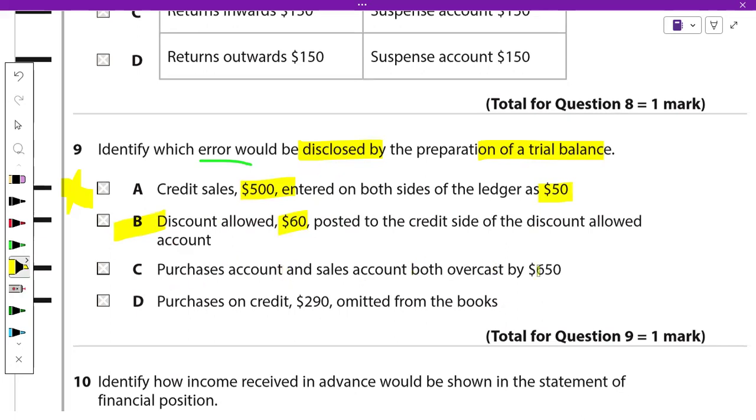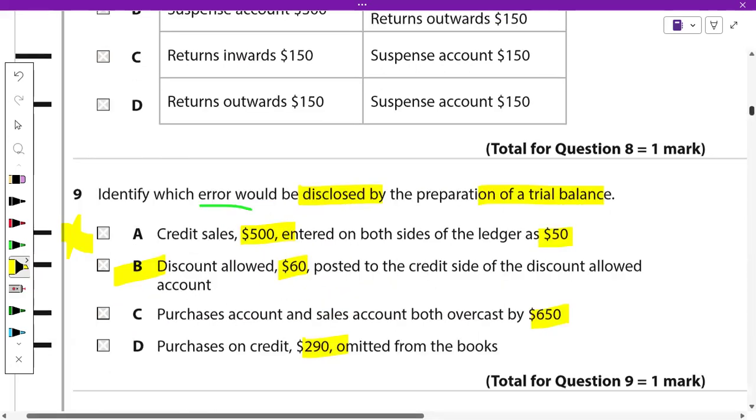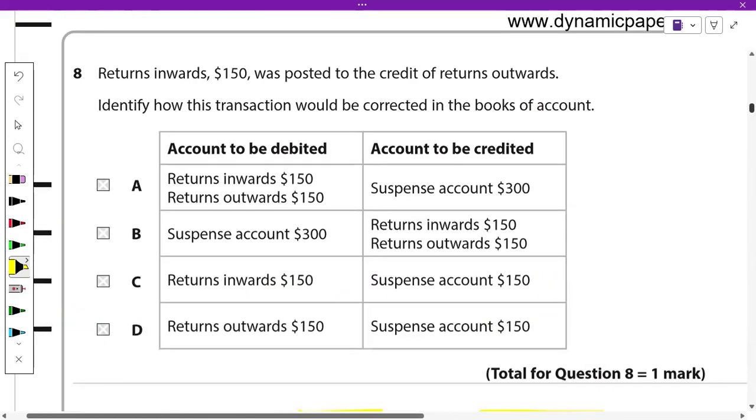Purchase account and sales account both overcast by 650. Because both are overcast by 650, that is why it would not be creating any problem. Then purchase and carriage 290 omitted from the sale. If this is omitted, it means there is no entry, neither on the credit nor on the debit side. That's why this is not disclosing any error.